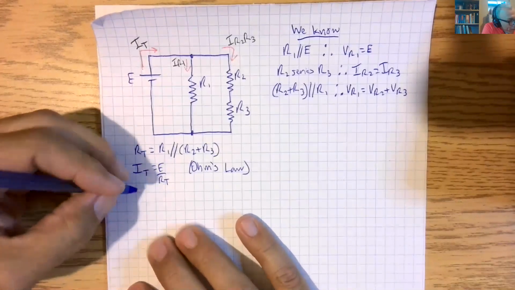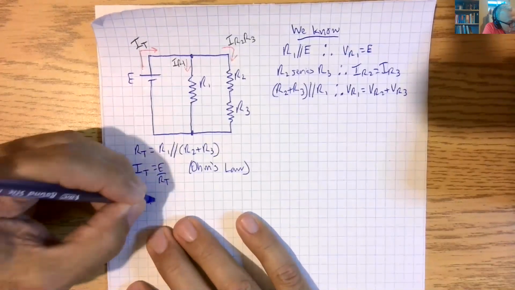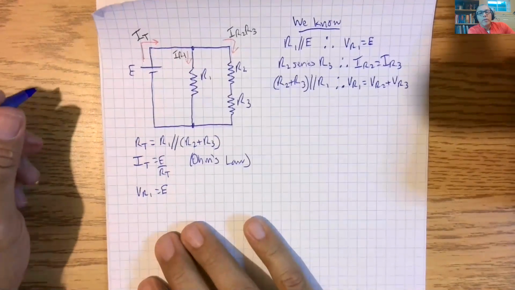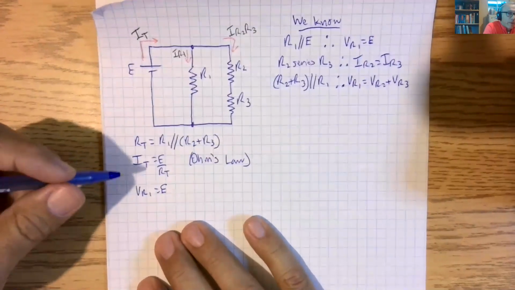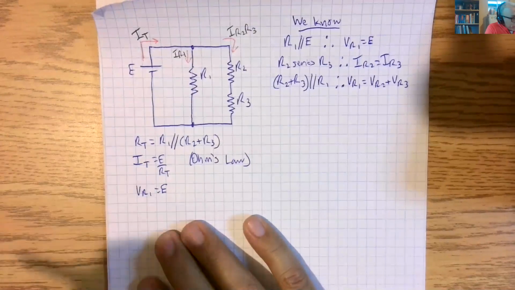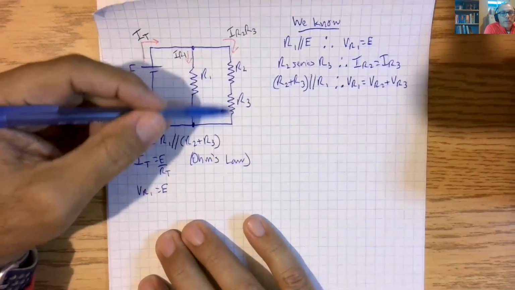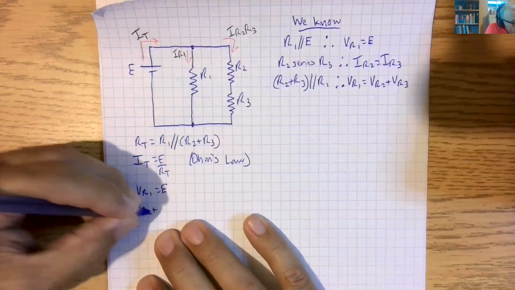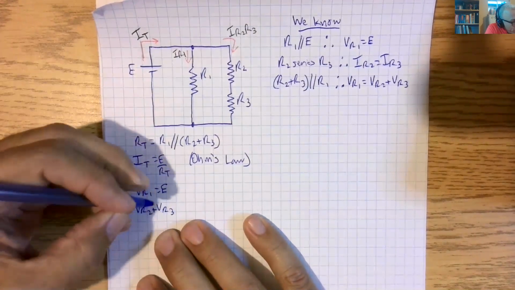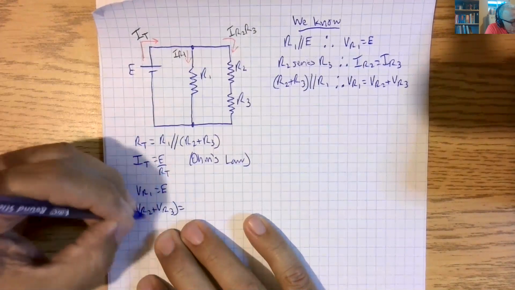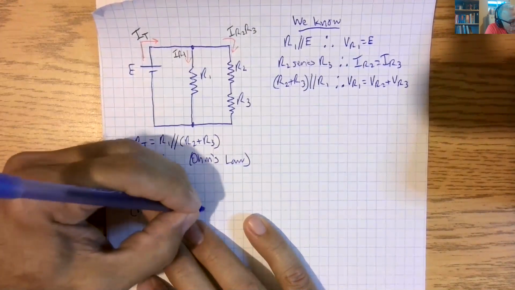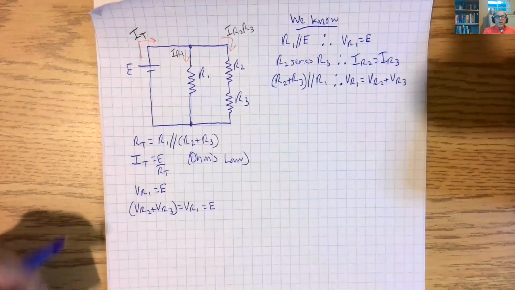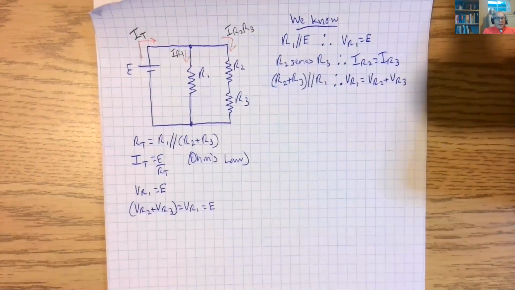Now, we know that VR1 is equal to E. We know VR1 is equal to E because they're in parallel. We also know, because these two are in series in parallel with R1, that VR2 plus VR3 is equal to VR1, also equal to E.